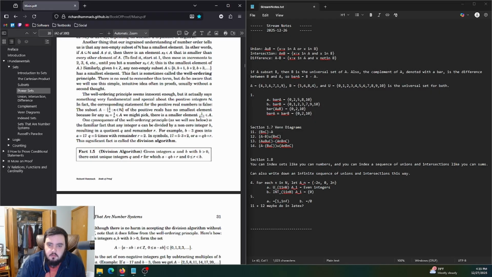So use the familiar fact that any integer a can be divided by a non-zero integer b, resulting in a quotient and remainder r. Not sure how those follow, but I'm willing to just accept it without a second thought. Given integers a and b with b greater than 0, there exist unique integers q and r for which a equals qb plus r, 0 less than or equal to r less than b.